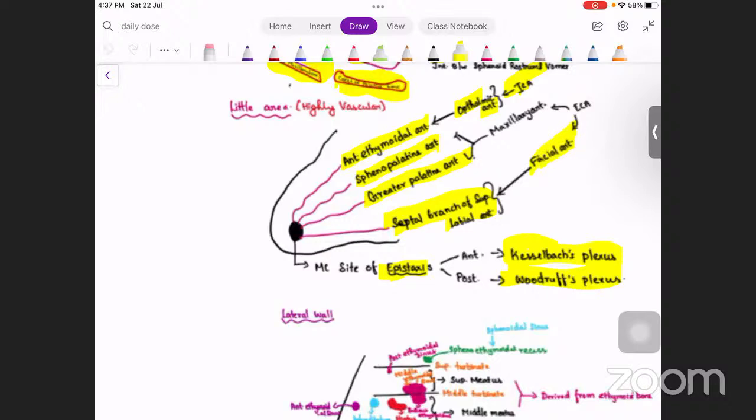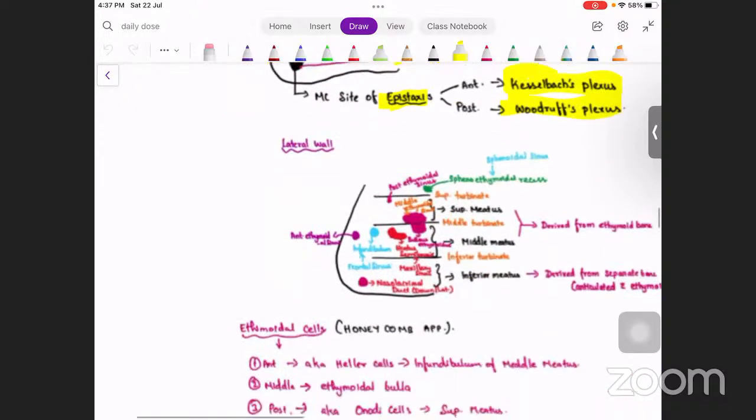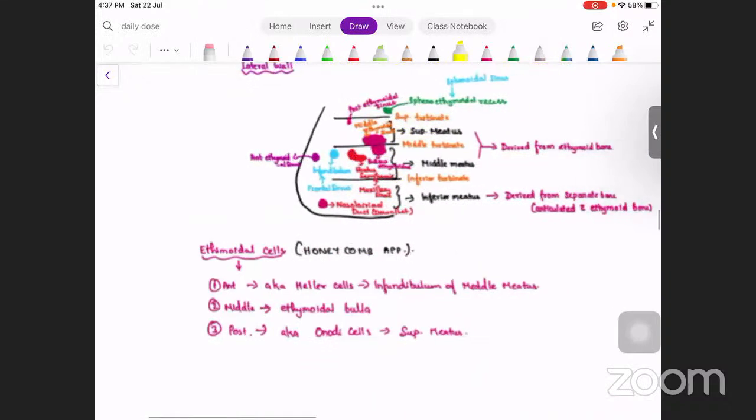Greater palatine and sphenopalatine are from your maxillary artery. Both are branches of your external carotid artery. And internal carotid artery gives rise to ophthalmic artery. Ophthalmic artery gives rise to anterior ethmoidal artery. Then you have a lateral wall.